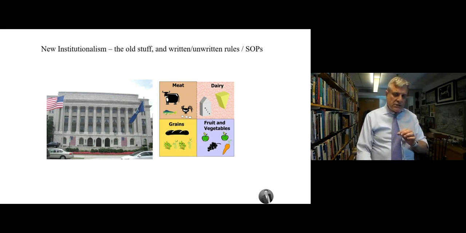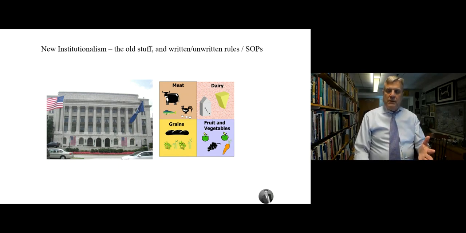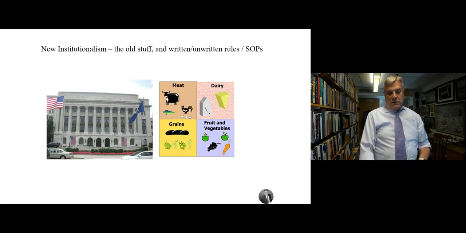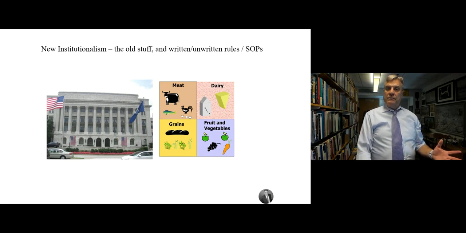Now, new institutionalism takes hold in the literature in political science and sociology in the 1950s when they were able to use public opinion polls effectively, often coming out of the marketing and advertising literature. And then the unit of analysis was not necessarily the institution, but individuals within an institution. New institutionalism focuses on standard operating procedures, unwritten rules.